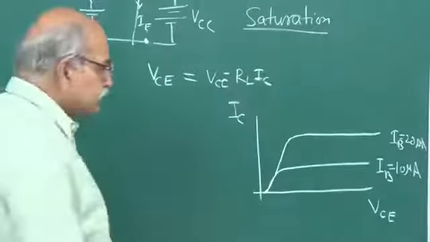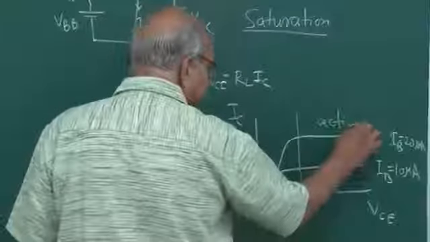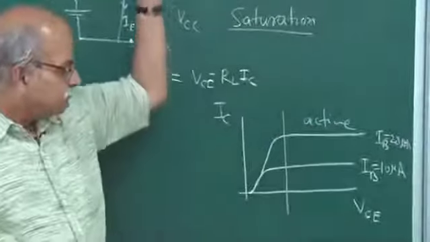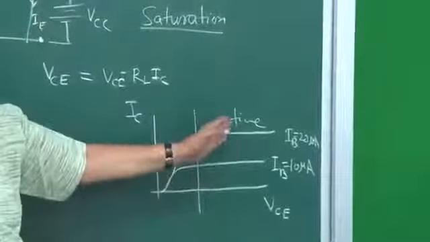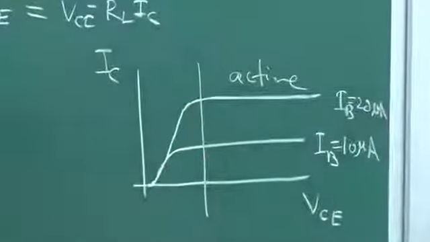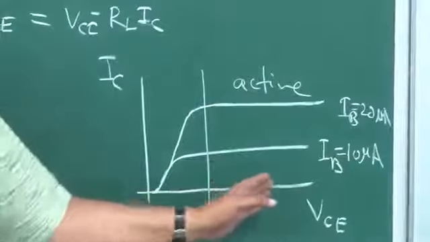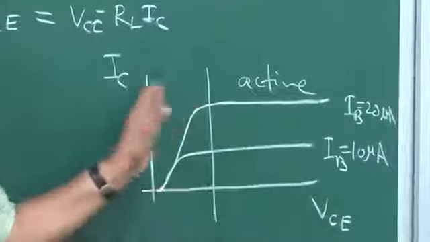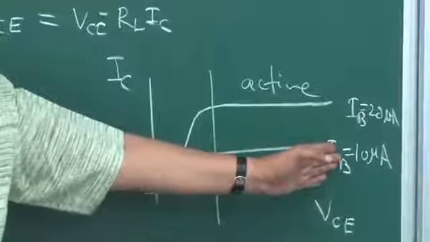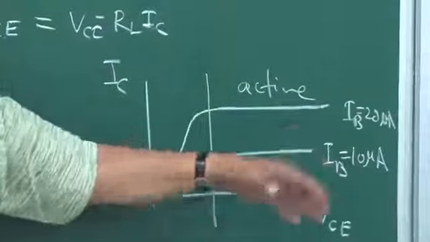And here, this is the active region. This side is the active region, where the VCE is so large that this base collector junction is very nicely reverse biased, and it is following IC by IB equal to constant. So even if you increase or decrease this VCE a little bit, the IC remains the same because IB remains the same. So it is decided by IB. The collector current is decided by IB.